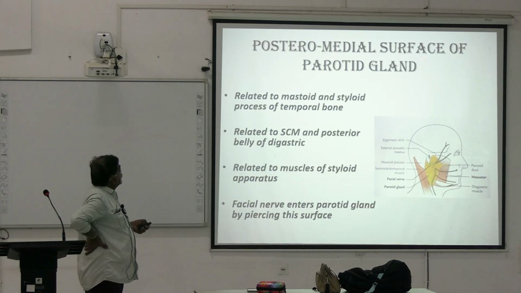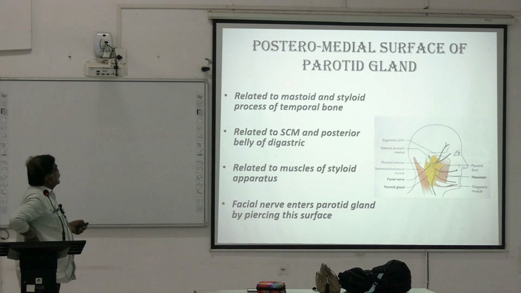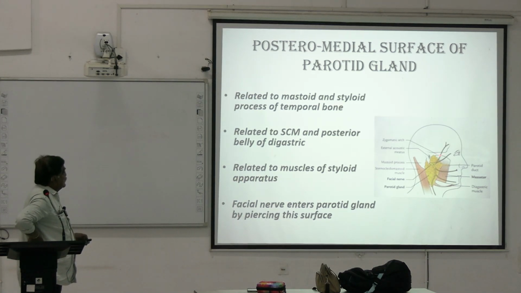Now, the posteromedial surface of the parotid gland is related to the mastoid and styloid process of the temporal bone, the posterior belly of the digastric, and muscles of the styloid apparatus. The facial nerve enters the parotid gland by piercing this surface. This is the facial nerve. You can see the branches of the facial nerve.